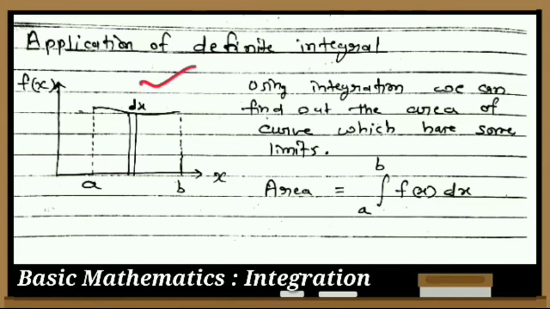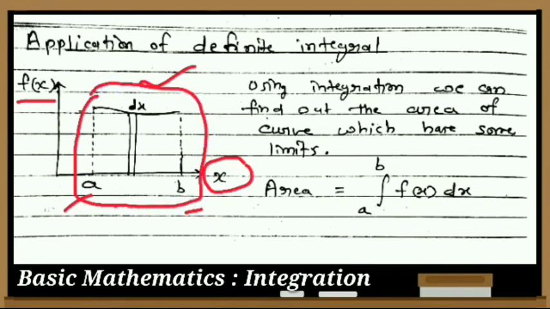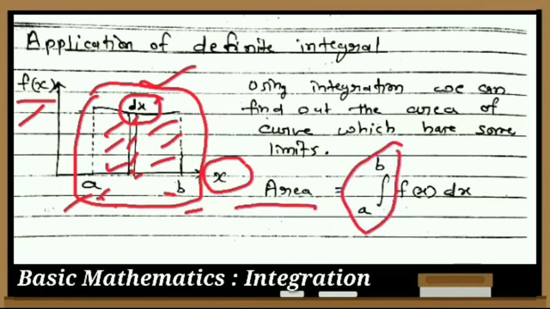Now we will talk about the application of definite integral. As you can see here, there's a graph. In this graph f(x) is in the y direction, which represents a function of x, and a and b lie in the x direction. A and b here represent the limits of the area of the graph. So we have to find the area of this graph. To find the area of this graph we take a small element dx. So to find the area we have to integrate f(x) dx up to the given limits, from a to b.